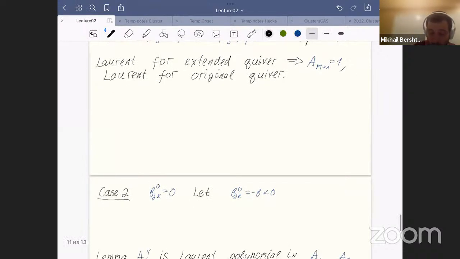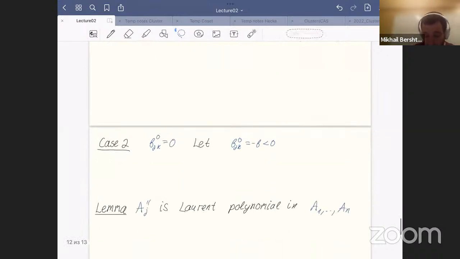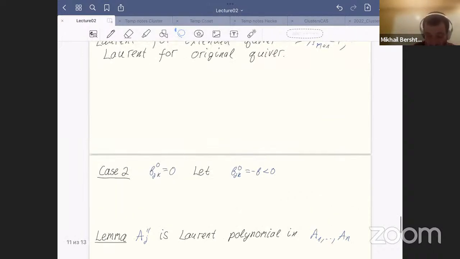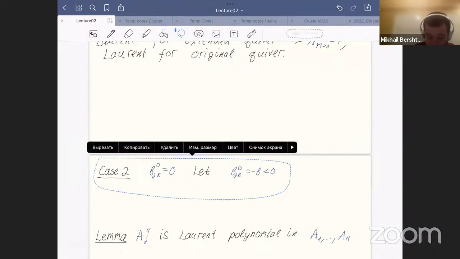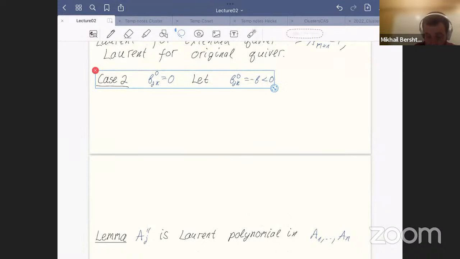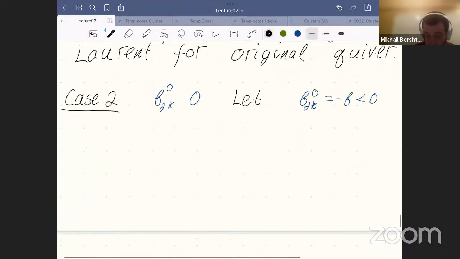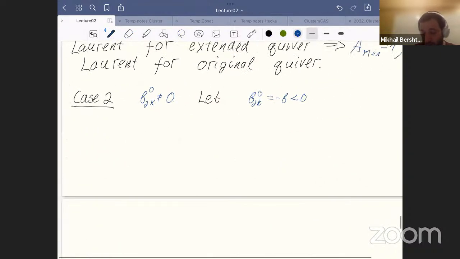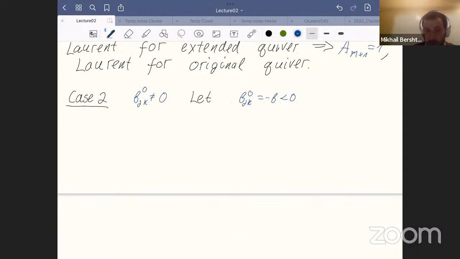Okay, if there are no questions, let me say briefly how the proof goes in the second case. Actually, I have space here. So case 2 is: this number is now not equal to 0. Without loss of generality, I can assume that this number is negative.